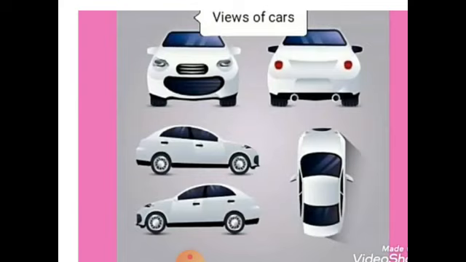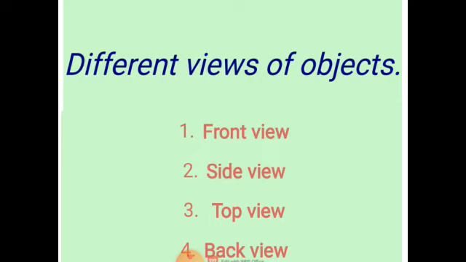Now let's move to the different views of various objects. See, children, in different views of objects, four views are there. First one is front view. It means the object looked at from the front. Second one is side view.